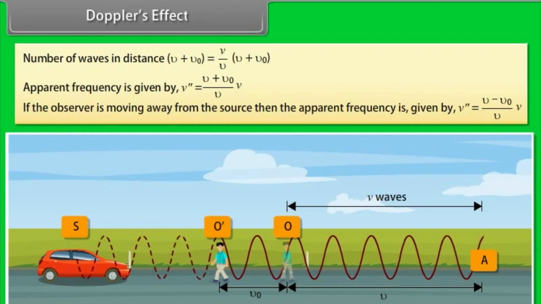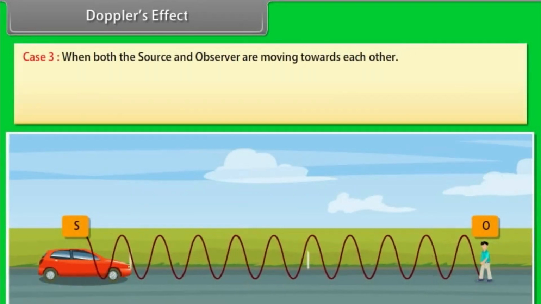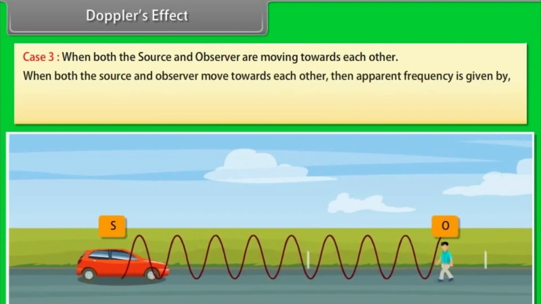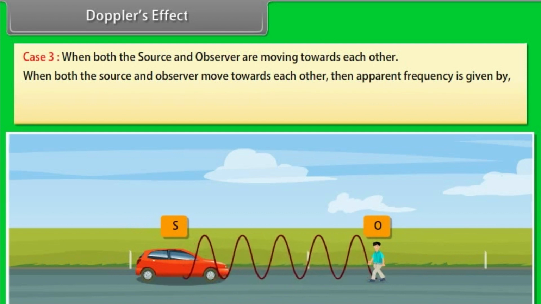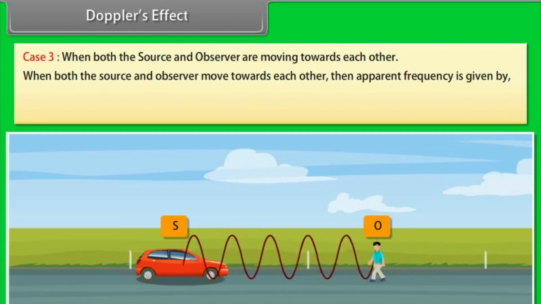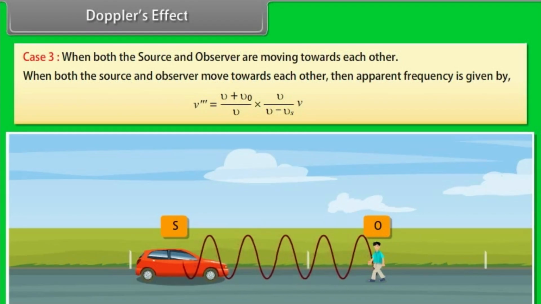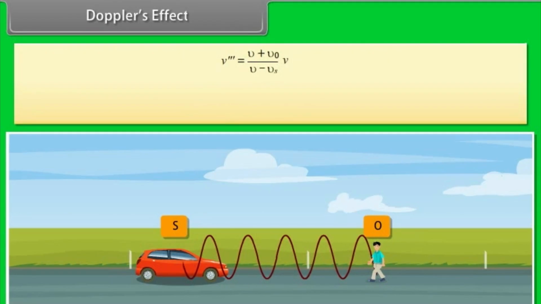If the observer is moving away from the source, then the apparent frequency is given by nu double dash is equal to v minus v0 upon v multiplied by nu. Case 3. When both the source and the observer are moving towards each other, then the apparent frequency is given by nu triple dash is equal to v plus v0 upon v minus vs multiplied by nu.